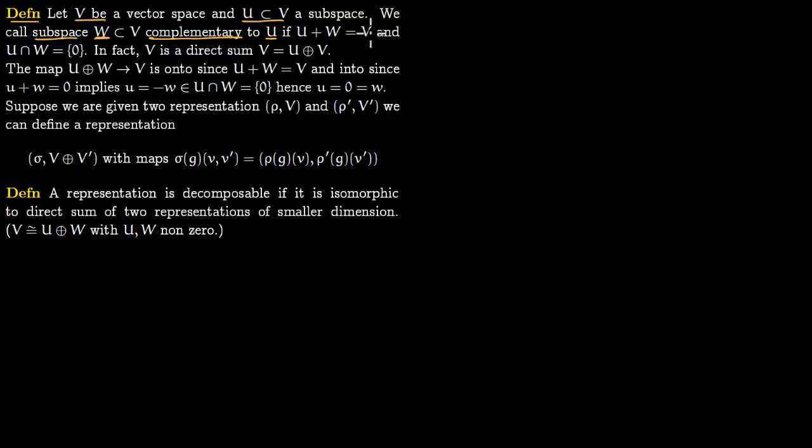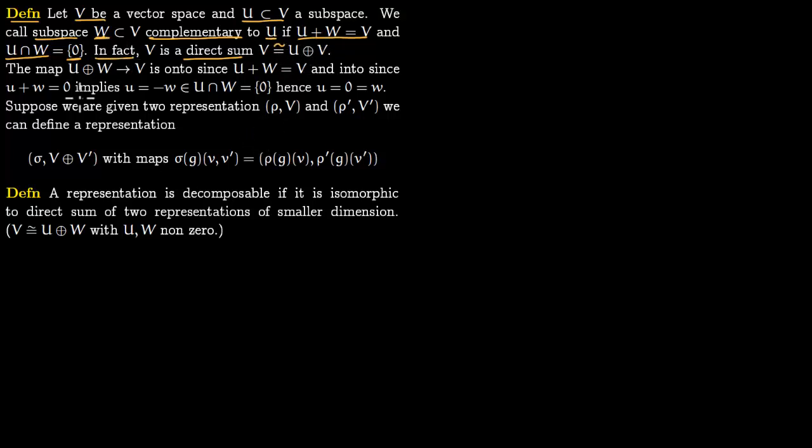complementary to the subspace U if U plus W generates the entire vector space V, and the intersection of these two subspaces is just 0. So in fact, in this case, V is actually a direct sum of U and W. So V is isomorphic to this direct sum.